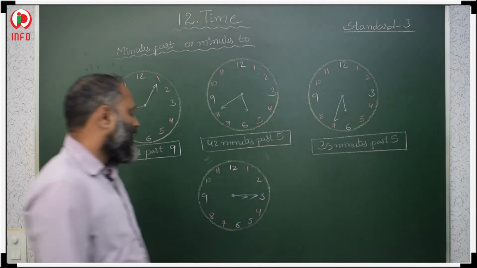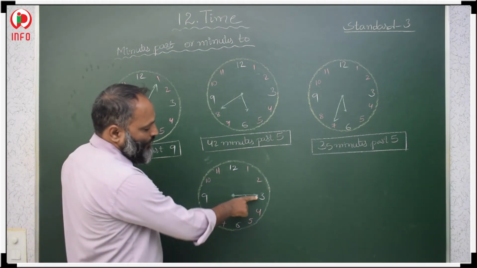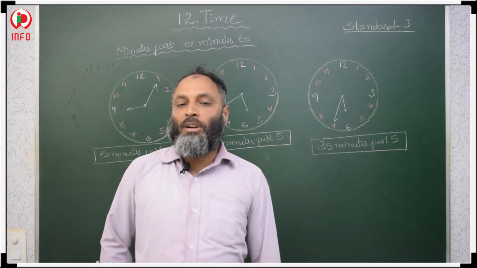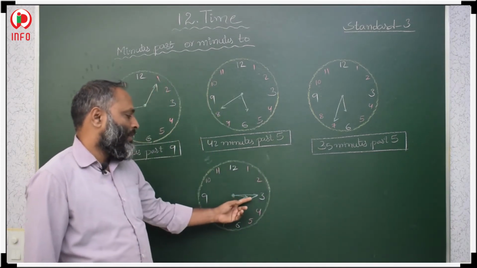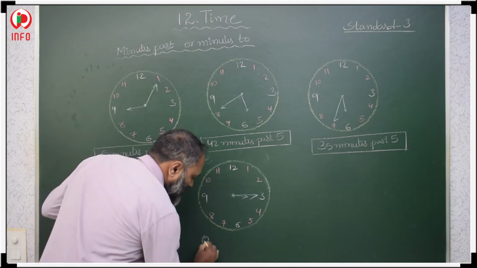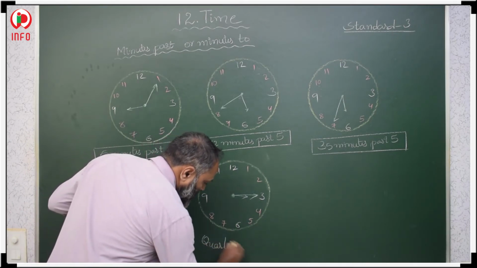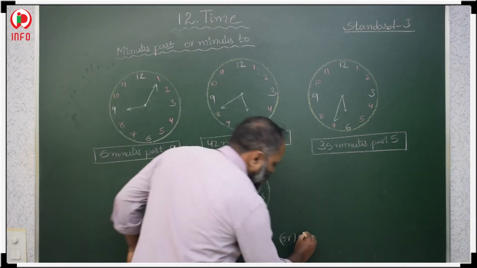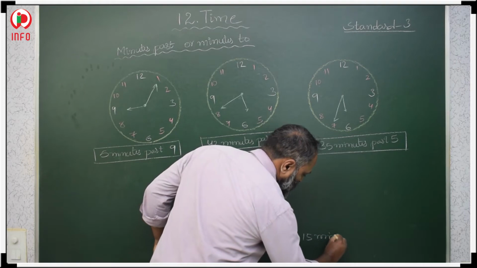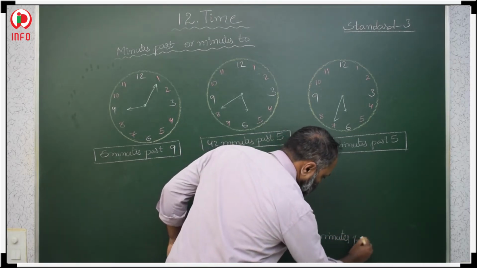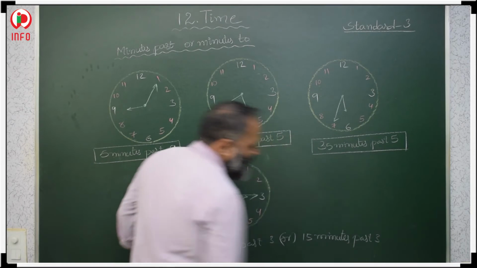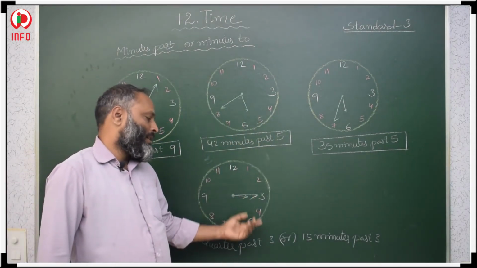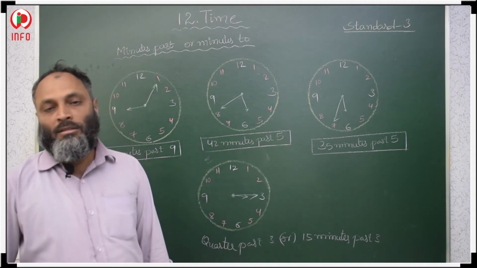Next, here the minute hand is at 3, so whenever the minute hand is on 3, that we take as quarter past. Quarter past 3, or 15 minutes past 3. Quarter means 15 minutes. Quarter past 3 is also correct, or 15 minutes past 3 is also correct. Okay.